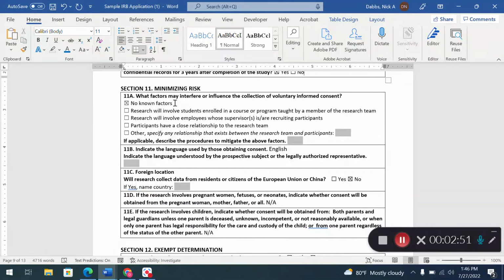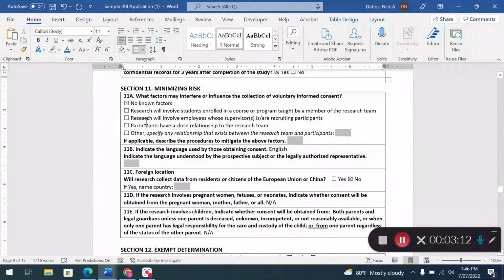The second option is research will involve students enrolled in a course or program taught by a member of the research team. So if you were doing a study, maybe a survey, for example, or an interview on students in a course or program, and you're the instructor, then you'd want to mark this.